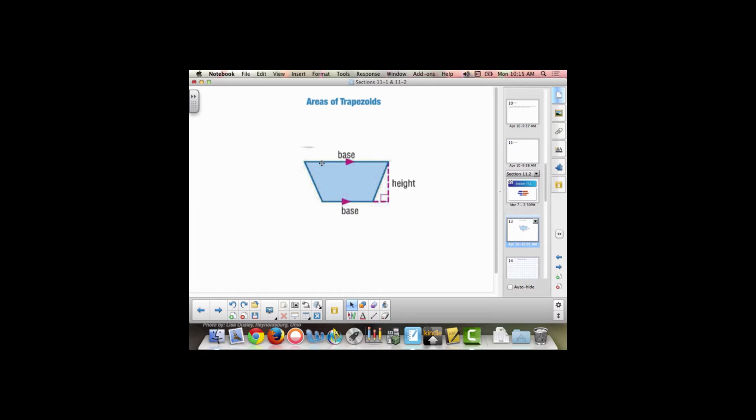That's very important. Height is always the distance between the bases. The perpendicular distance. Remember, we always define distance as perpendicular. So this length right here, since it's perpendicular to the extended base here, represents the height of that trapezoid.